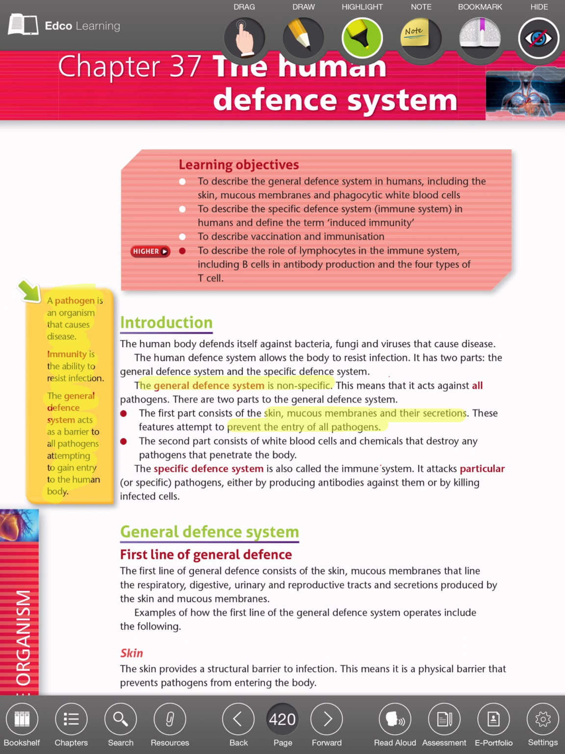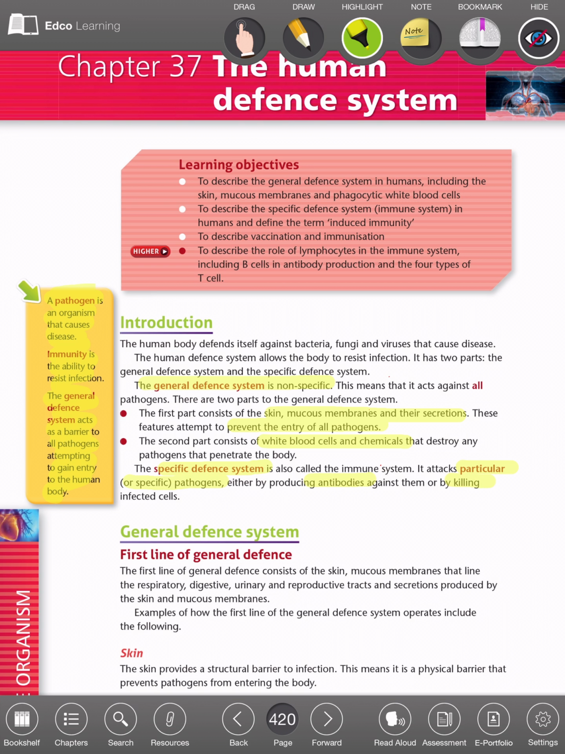The specific defense system, also called the immune system, attacks particular or specific pathogens, either by producing antibodies against them or by killing infected cells. So the specific defense system is very targeted in what it is looking for. So it only attacks particular or specific pathogens, usually by producing antibodies or by killing the infected cells. And when we come along to it, we'll see that there's different types of cells that enable this function to occur. So we're going to have a look now at the general defense system first of all, okay, and then we will move along to the specific defense system.